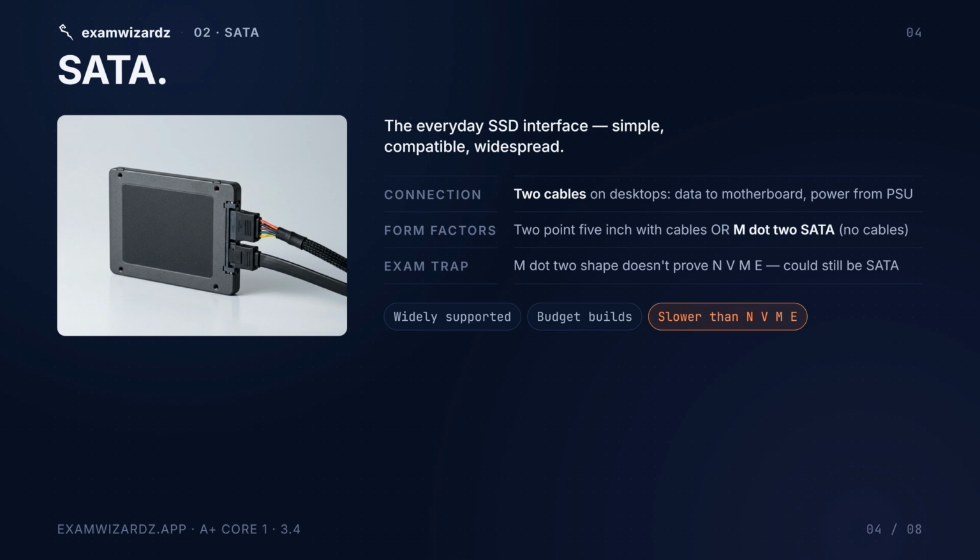Now here's where it gets tricky. SATA can also appear in the M.2 form factor. In that case, the drive mounts like a stick on the board, but it still communicates using SATA rules and SATA speed limits. This is the classic exam trap. The physical shape looks like high-end NVMe hardware, but the interface is still SATA.